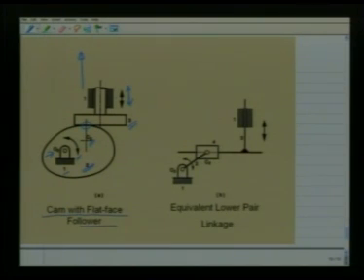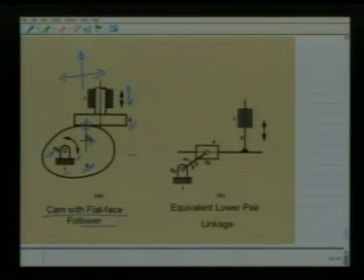That is, the revolute pair at that center of curvature is converted to an equivalent prismatic pair in the horizontal direction, if we recall that a prismatic pair is nothing but a revolute pair at infinity. Consequently, this cam follower mechanism with a flat face follower is replaced by this equivalent lower pair linkage.